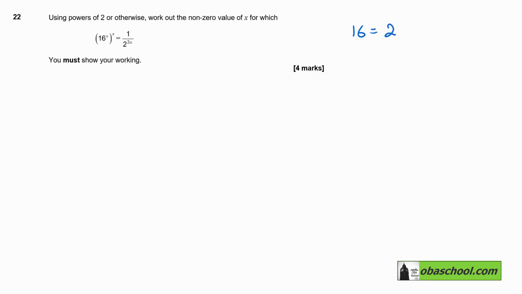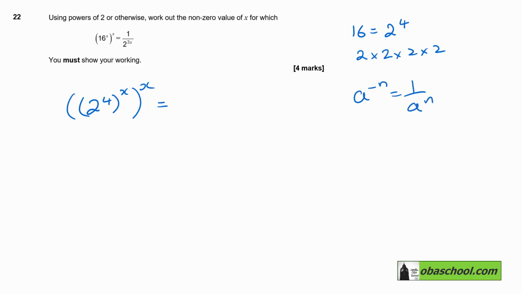16 is equal to 2 to the 4, because 16 is 2 times 2 times 2 times 2. So what we have is 2 to the 4 to the x is equal to, now on the other side there, I'm going to use a to the negative n is 1 over a to the n to write it as 2 to the negative 3x.